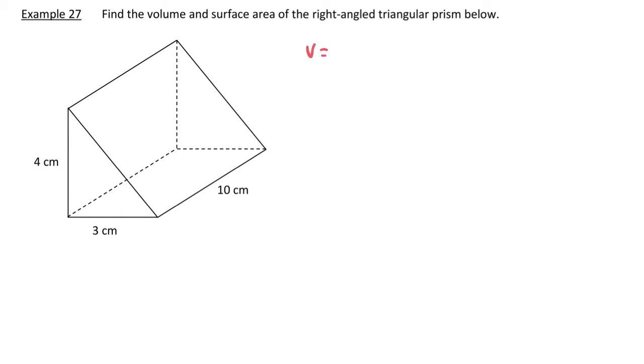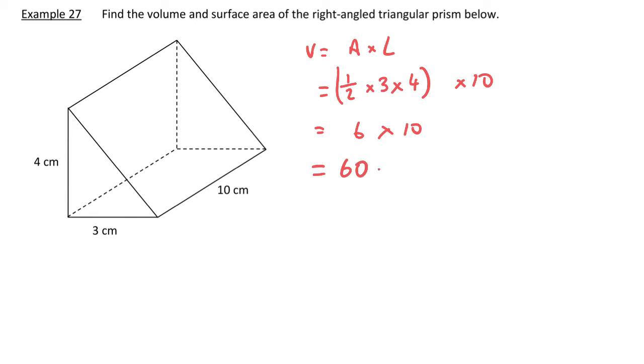So volume is area times length, and the area is a triangle, so it's a half times the base times the height, multiplied by 10. Half of 3 times 4 is 6, multiplied by 10, so that's 60 cubic centimeters.